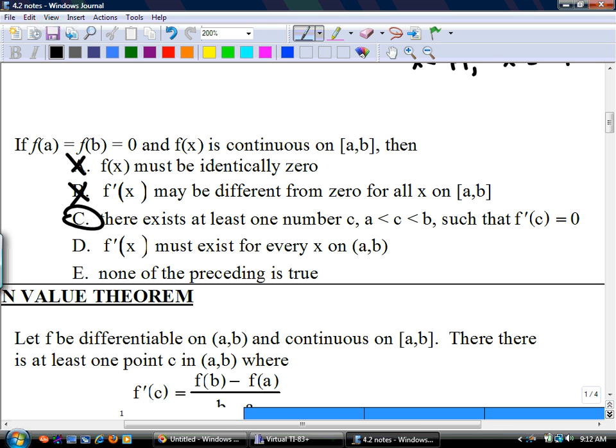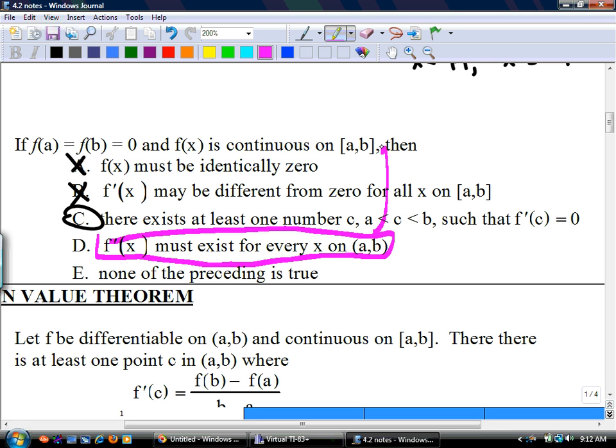F prime of x must exist for every x on the interval A to B. Well, it is true, but the problem is this needs to go with the condition here. This and this and this. Actually, the answer is E. C is almost right as well, because C, it could be A is less than C is less than B.